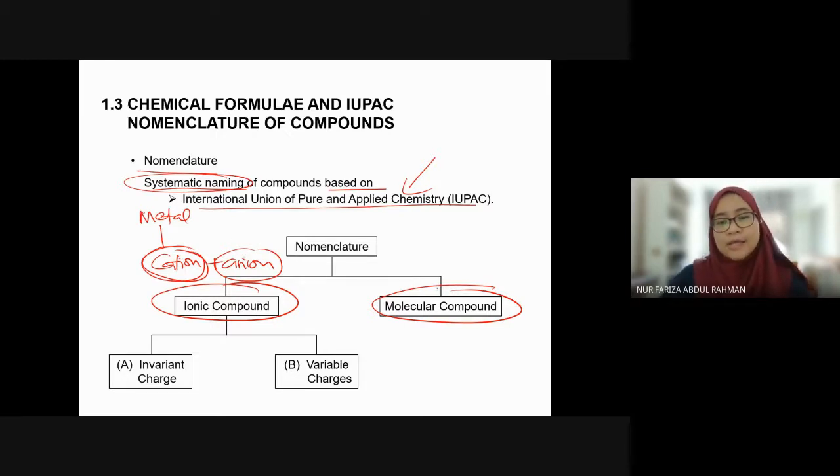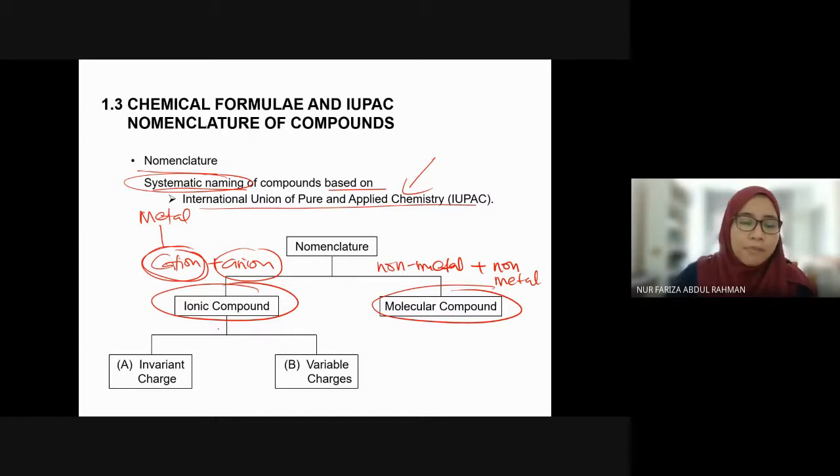Whereas for molecular compound, it consists of non-metal plus non-metal. All the components in the molecular compound need to come from non-metal elements. So these are the significant differences between ionic compound and molecular compound.